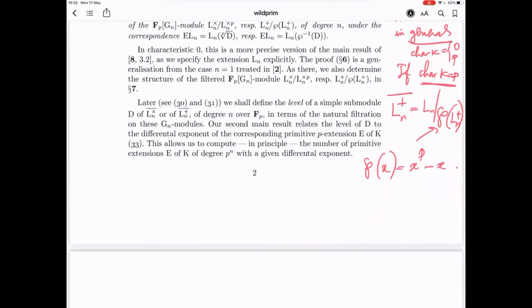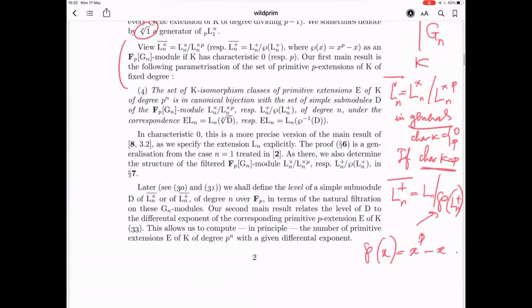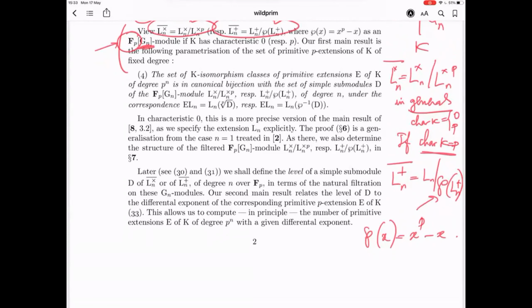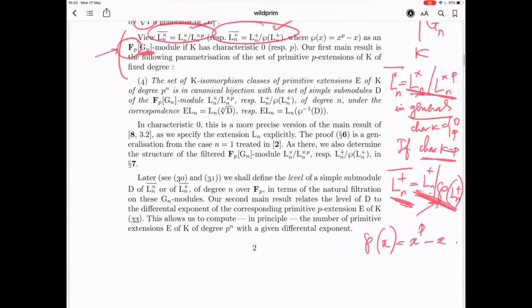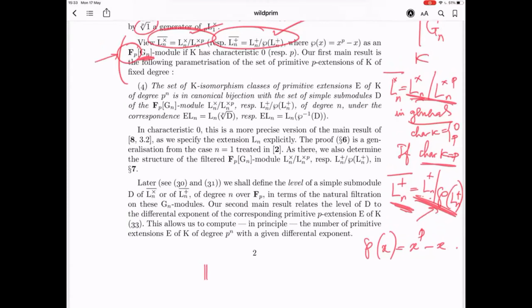So what is being said here is that they are FP spaces, this in general and this in characteristic p, and they are also Gn modules. The group Gn acts on Ln star and therefore on this quotient. Similarly, it acts on Ln plus and therefore on this quotient. So this is a Gn module, and it's also an FP space. So what you get are FP Gn modules.